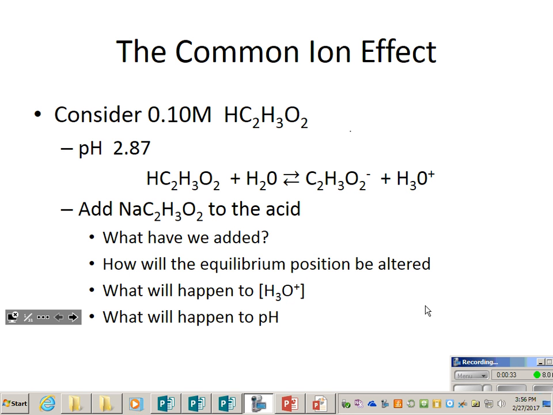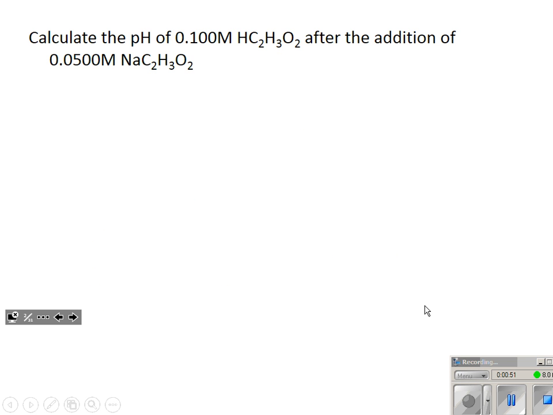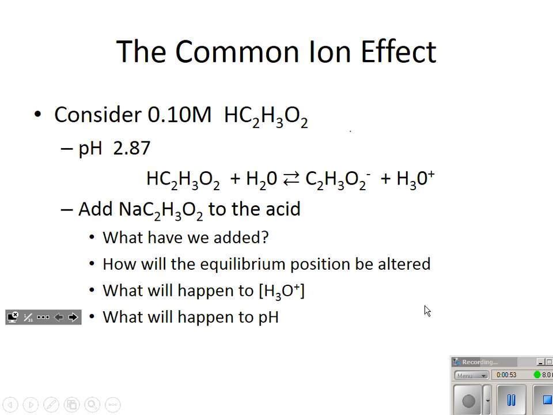So let's talk for a minute about this 0.1 molar acetic acid that's been provided here for you. If you have 0.1 molar acetic acid and you write the equation, then ICE and solve for X to get the hydronium concentration, you will calculate a pH of 2.87.